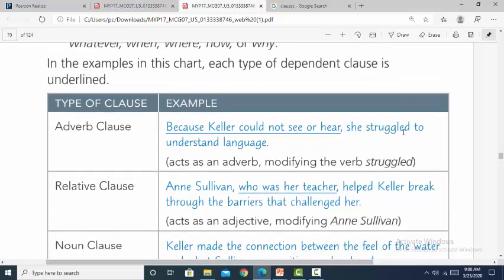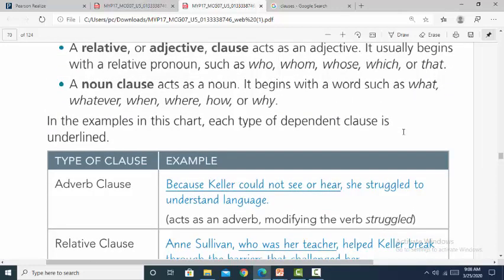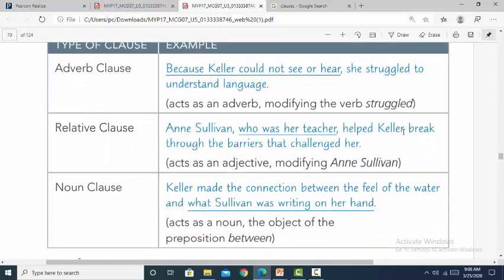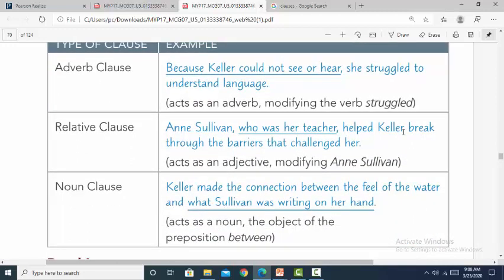The last one, which is a noun clause, acts as a noun, and it begins with a word such as what, whatever, when, where, how, or why. Like this example, Killer made the connection between the feel of the water and what Sullivan was writing on her hand. So what Sullivan was writing on her hand actually acts as a noun, and it's the object of the preposition between. Okay, I have prepared some illustrations for you here.